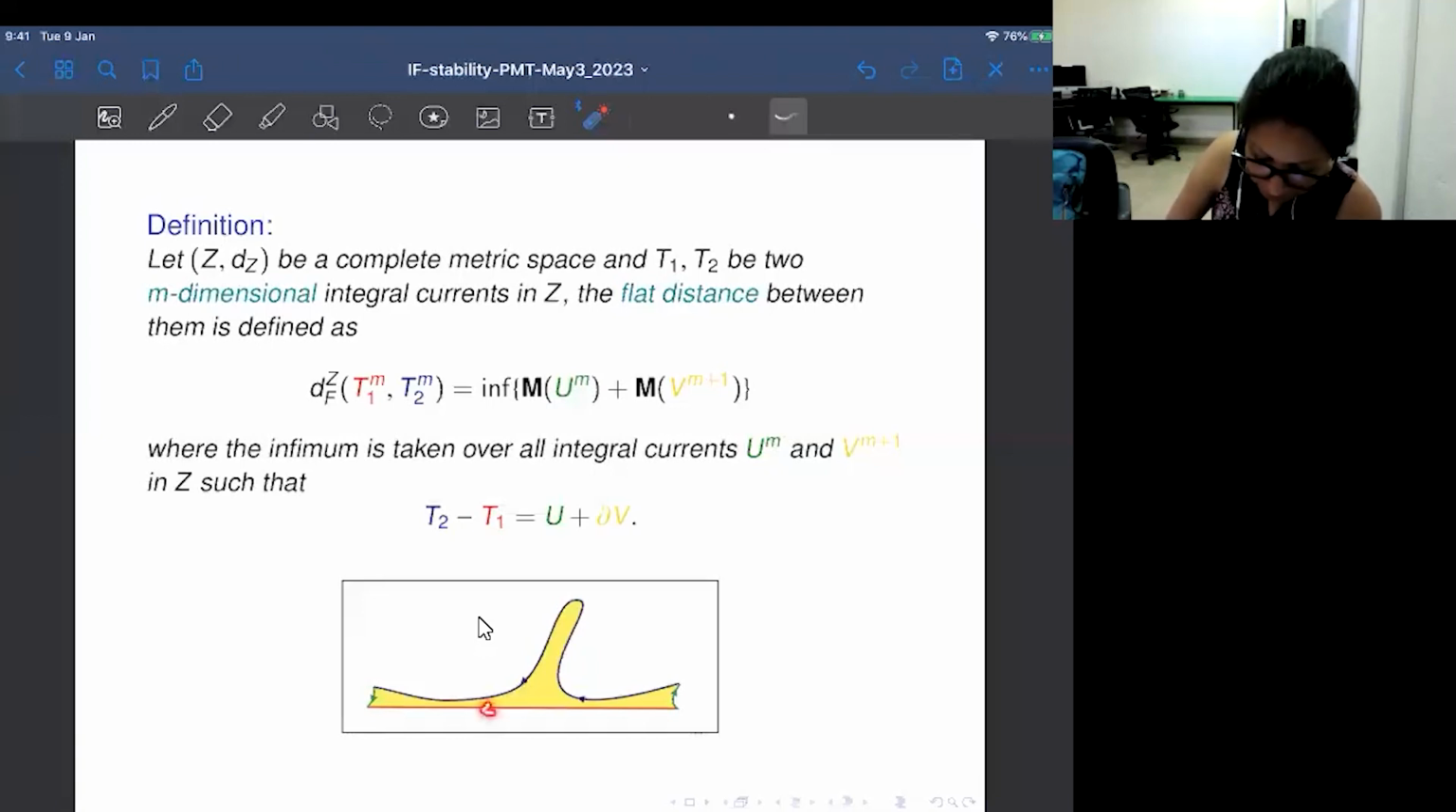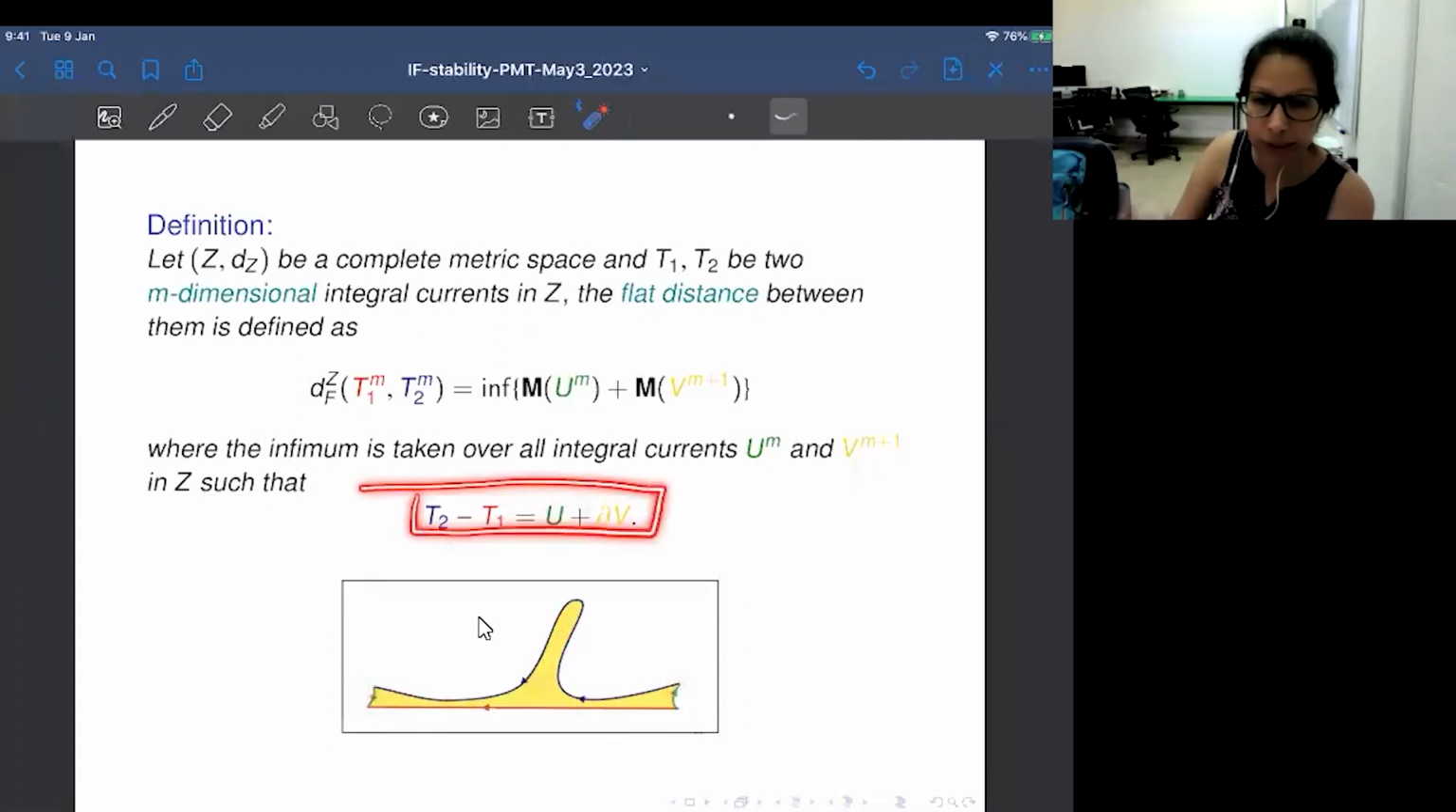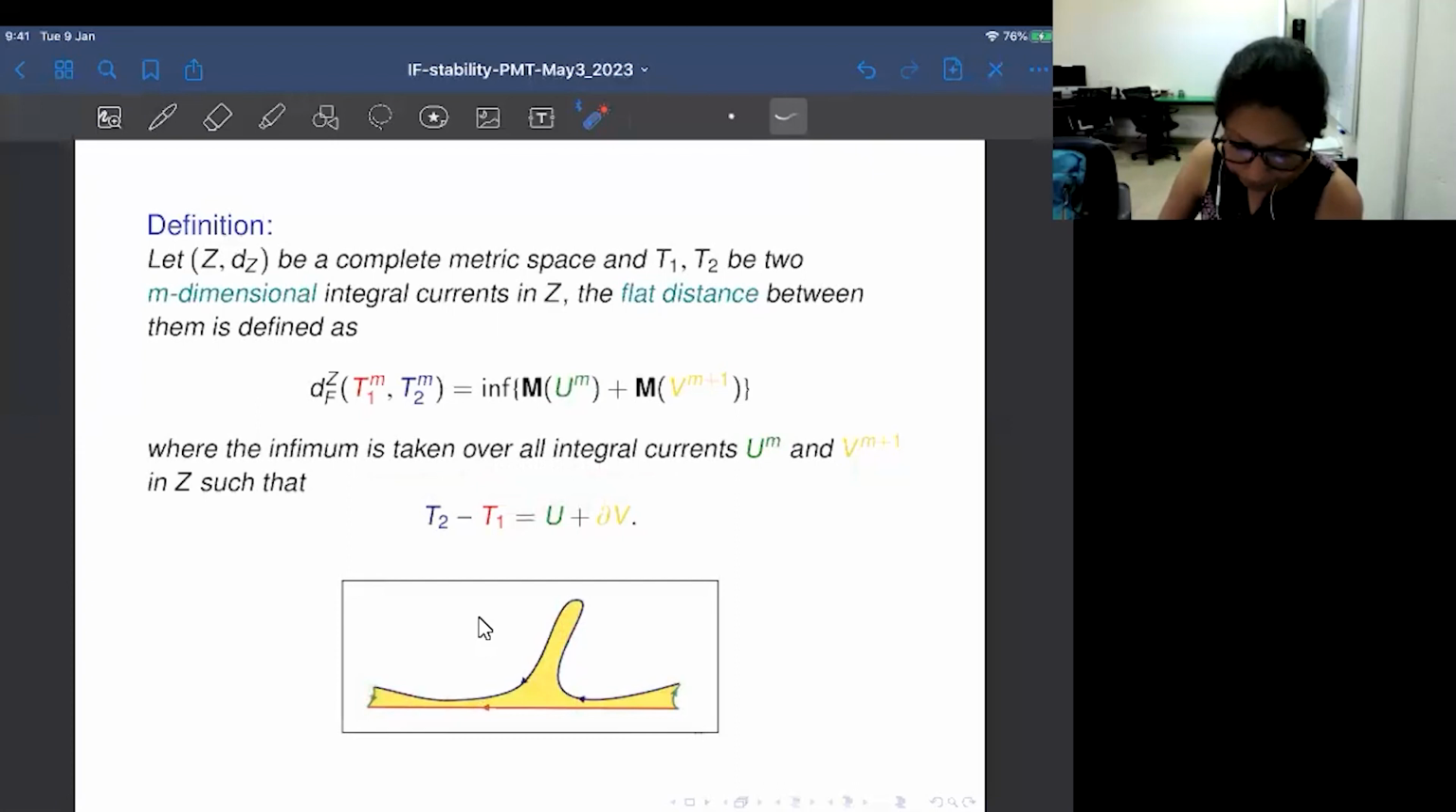Here I have current associated to T1, so it's integrating over this red line, and T2 is integrating over the blue line, and they are oriented in this way. And then a possible B and a possible U is given by this two-dimensional region that is in yellow, that's V, and then this green part will correspond to U. And I have to endow them with the right orientation, so then this equality holds. Okay, so this is our flat distance.